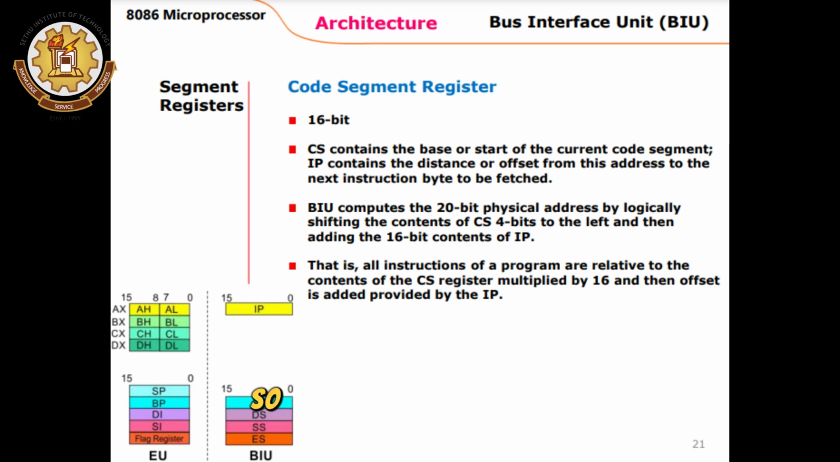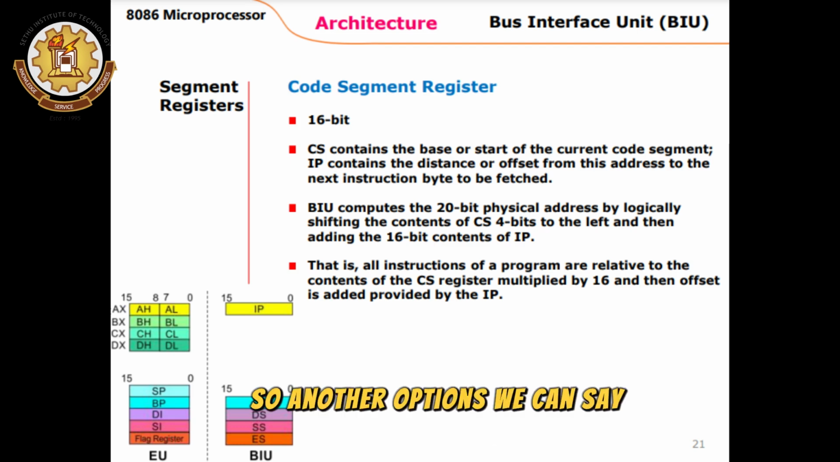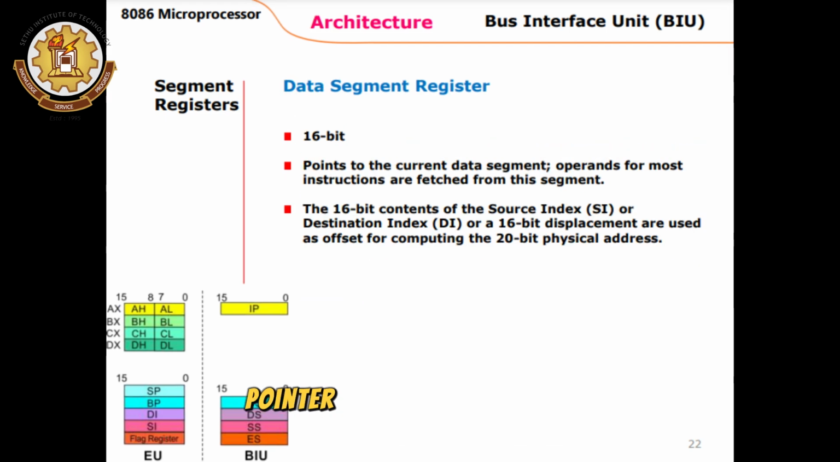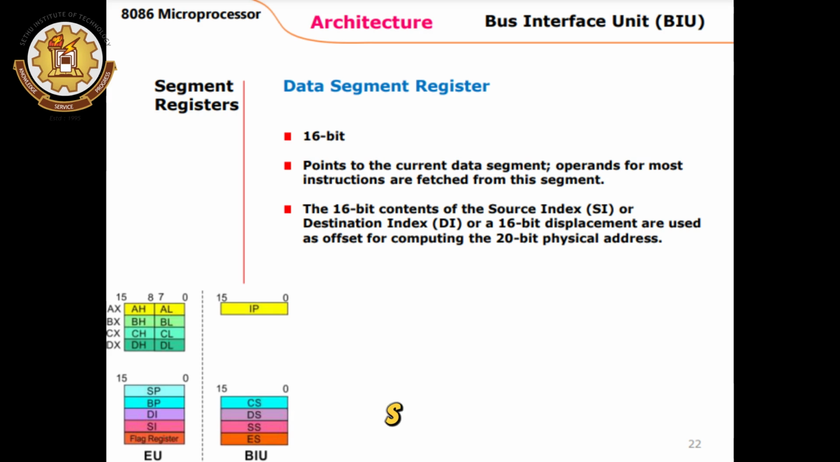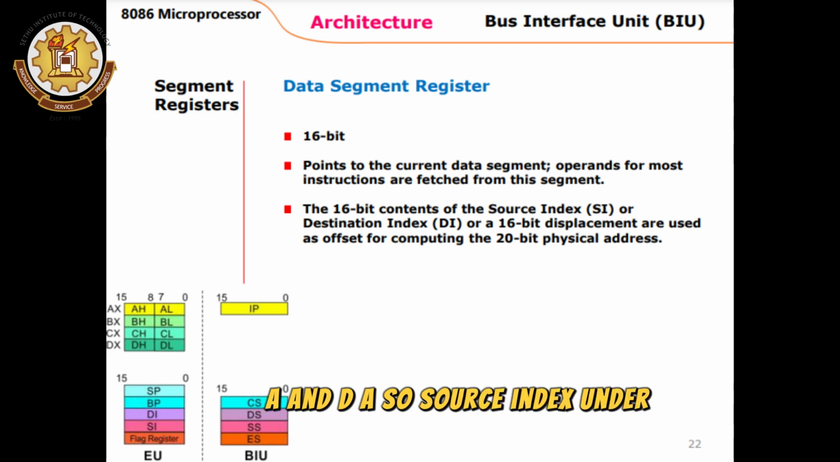Another option is the pointer register, which is also a 16-bit register: SP and BP. They mean stack pointer and base pointer. Another one is the index register, SI and DI, which stand for source index and destination index.